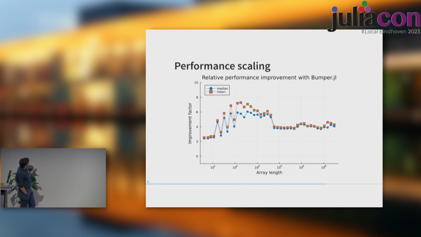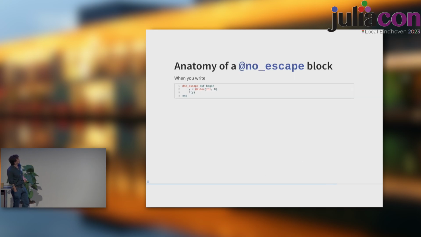And so if we actually look at what is the speed up factor for this kind of benchmark that's designed to favor Bumper, we're getting like 2 to 7 times speed ups, which is pretty nice.